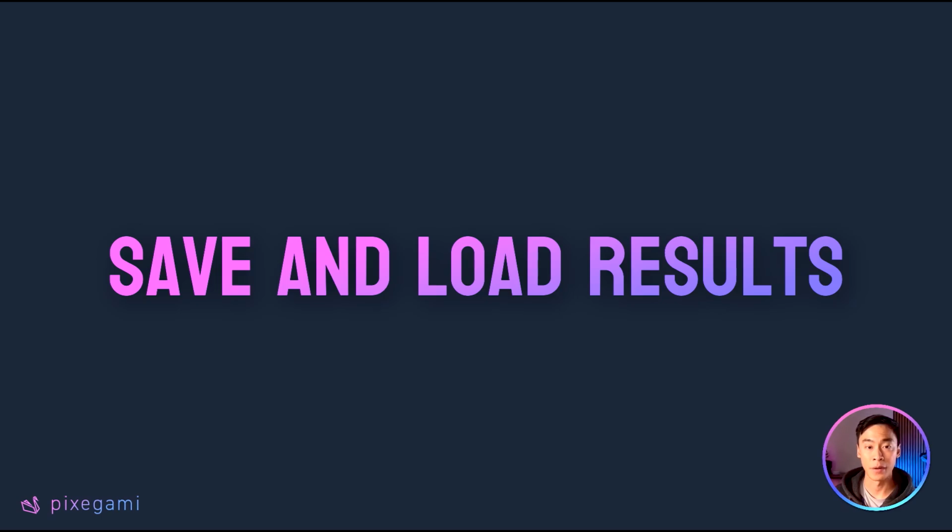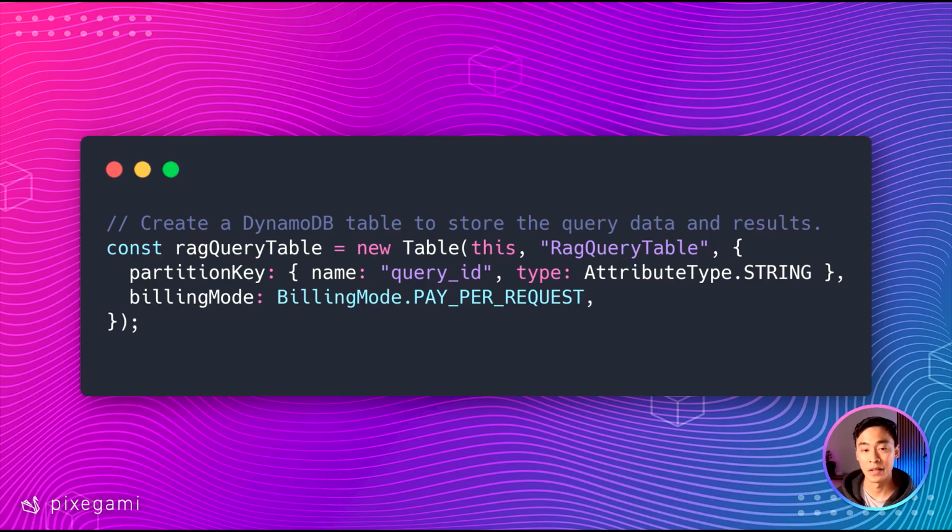It's very likely for an app like this that you'll want the ability to save all of the queries and its responses to a database. That way you can fetch them later if you wanted to. To achieve this, we'll need to add a database table to our infrastructure and modify our code to use that table. First, we'll create a database in our CDK app.